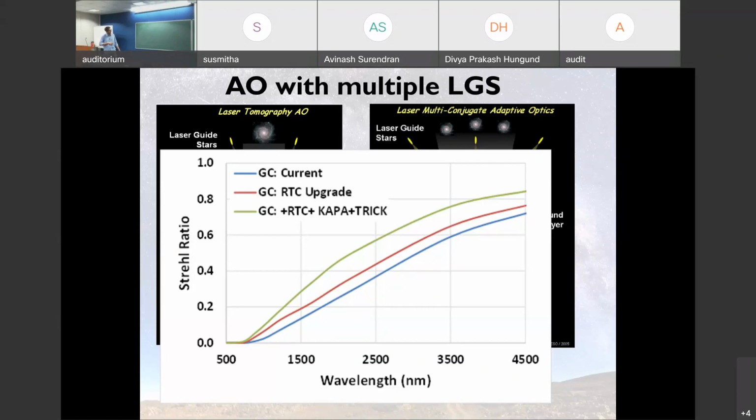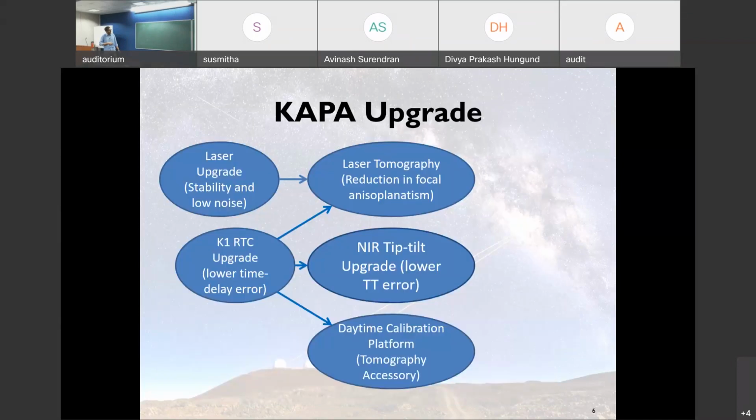And then now you add KAPA and TRICK. TRICK, I won't be talking much about it. It's an infrared tip tilt sensor, which gives much better sky coverage for tip tilt sensing. But KAPA will add a much higher Strehl at the wavelengths, as you can see, for the galactic center sources. So the KAPA upgrade consists of all of this. This is already complete. It's called the laser upgrade.